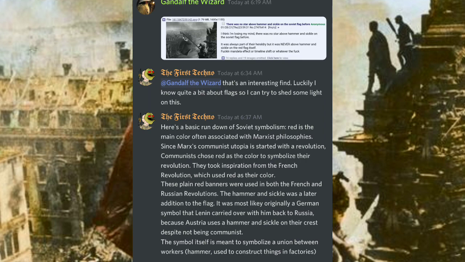Gandalf the Wizard, that's an interesting find. Luckily I know quite a bit about flags, so I can try to shed some light on this. Here's a basic rundown of Soviet symbolism.